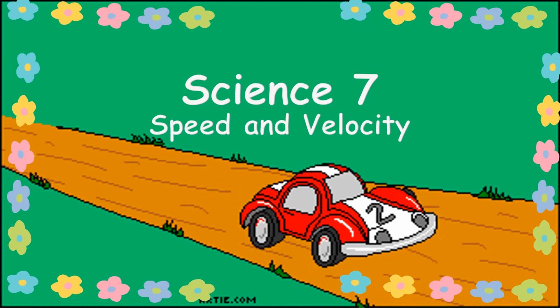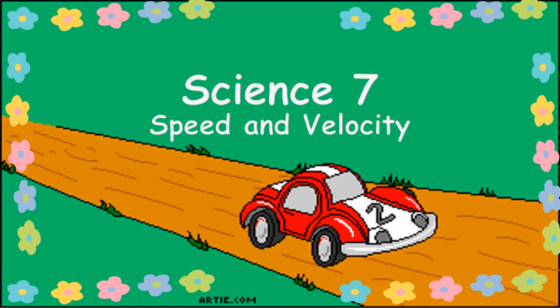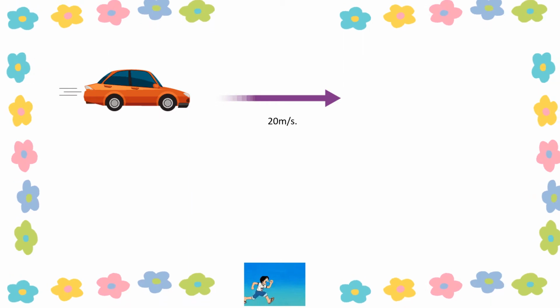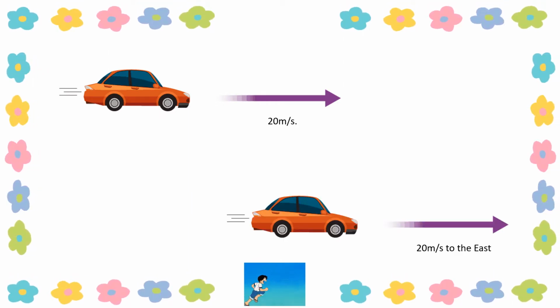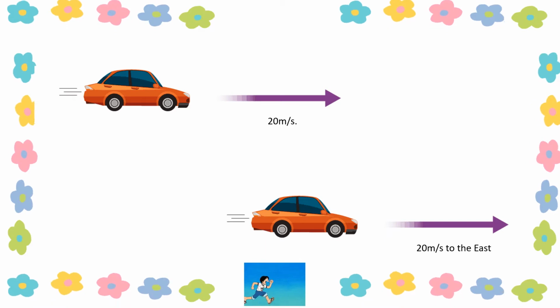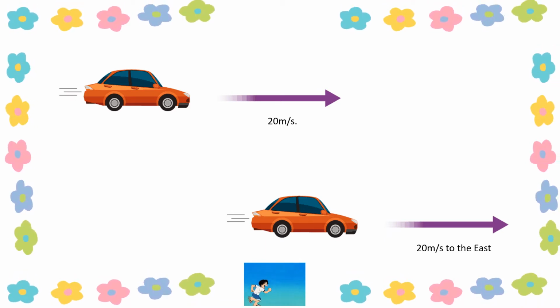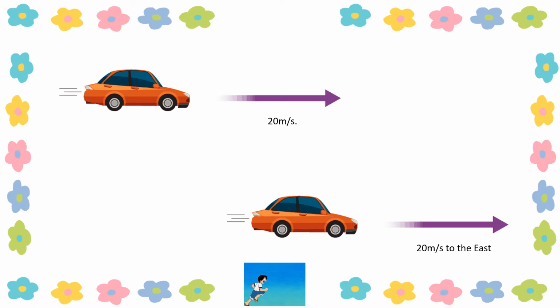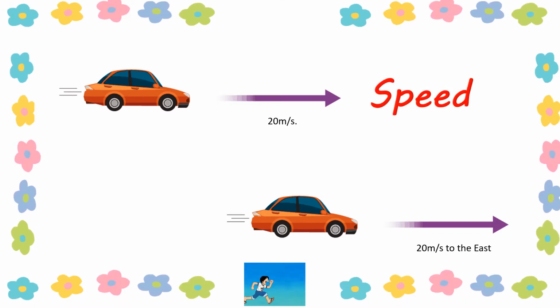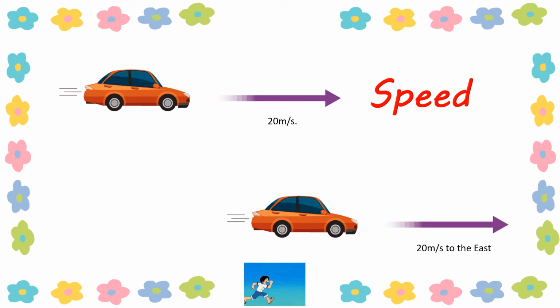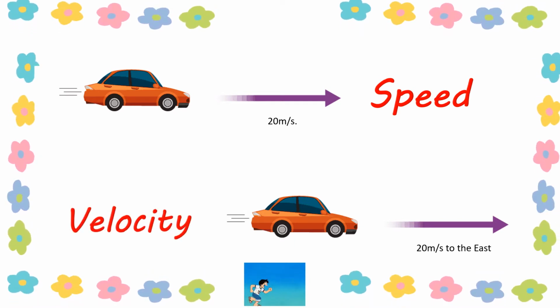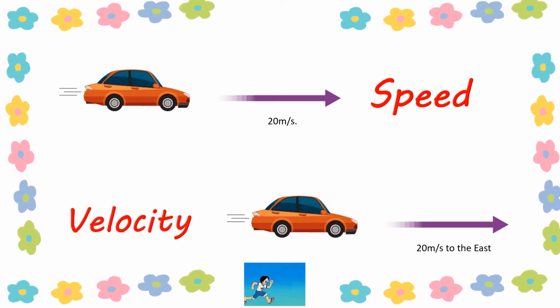For our discussion today, let us tackle speed and velocity. Let us discuss the difference between speed and velocity by looking at these figures. I have here figure 1 and figure 2. What can you say about it? If your answer is that figure 1 refers to the speed, that is correct. Then figure 2 refers to the velocity of an object.